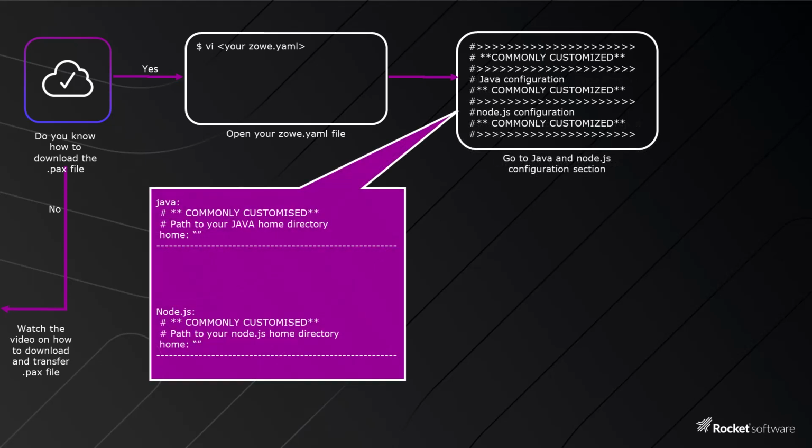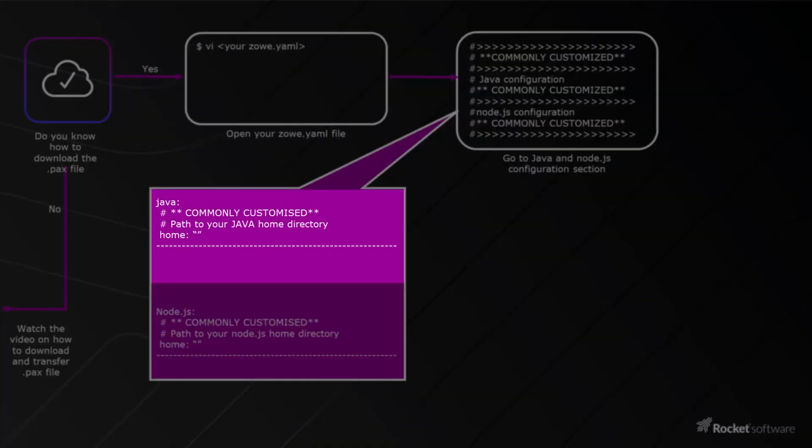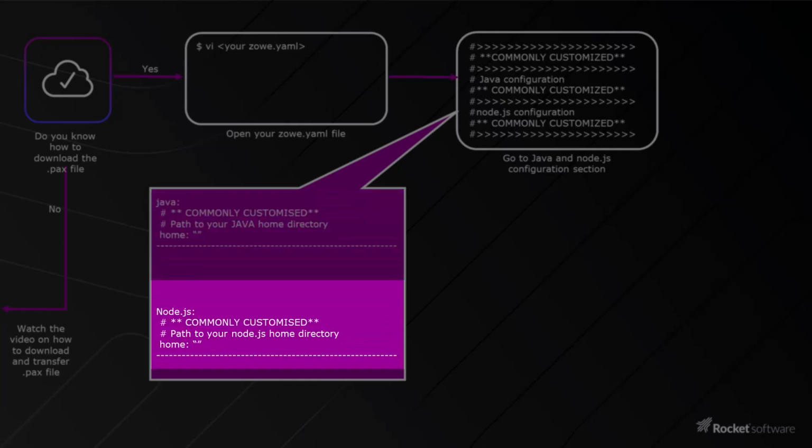Then you will provide values for the prerequisites to run Zowe as discussed in the previous videos. Java. A few components require Java. Let us provide the path where you have installed Java. Node.js. A few components require Node.js. Let us provide the path where you installed Node.js.